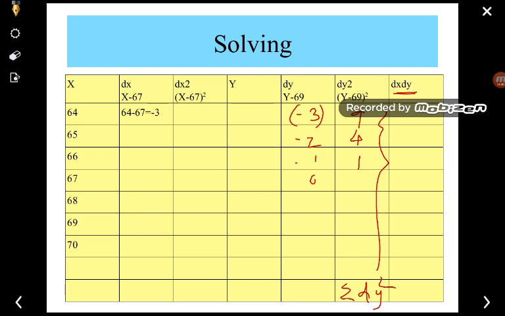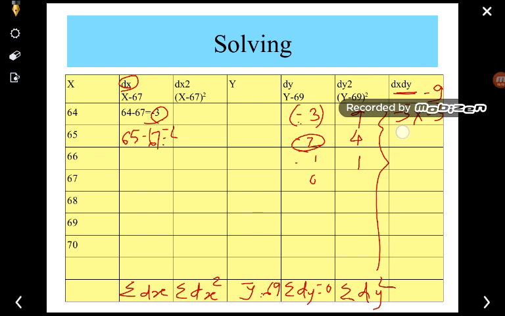Now here we have to multiply dx with dy. What is dx? dx will be minus 3, and what is dy? dy is minus 3. So we multiply minus 3 with minus 3, that equals positive 9. Similarly, we multiply dx of the next x variable, minus 2 into minus 2, which comes around 4. In this way we sum all this dx into dy, that is the summation of dx into dy.